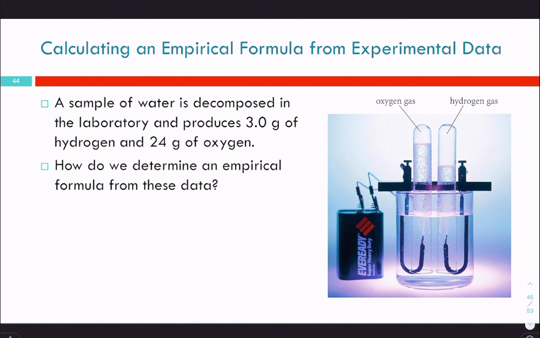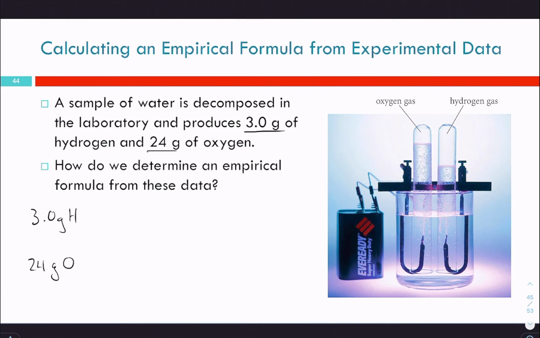So if we have 3.0 grams of hydrogen and 24 grams of oxygen, the empirical formula is the whole number ratio of the atoms. We know that the masses, aside from using molar masses, don't really tell us anything about the number of atoms, right? Because they all have different masses. So to determine the empirical formula, we just convert these to moles. And then the empirical formula is the ratio between the types of atoms.